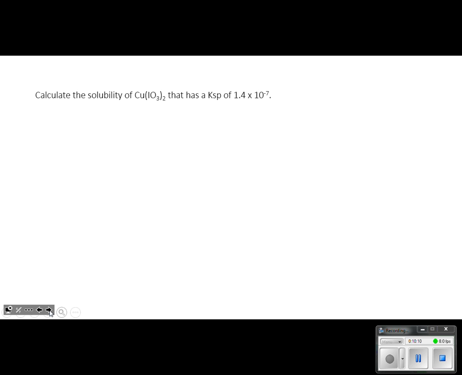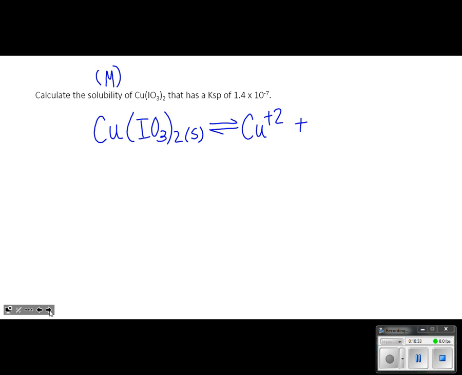And if you don't like the word solubility there, just right over top of it, put a capital M so you remember that that's just talking about the molarity. Can't do anything until we know how this dissociates. So we'll take our solid and we'll dissociate it. We get 1 copper ion and 2 iodates.